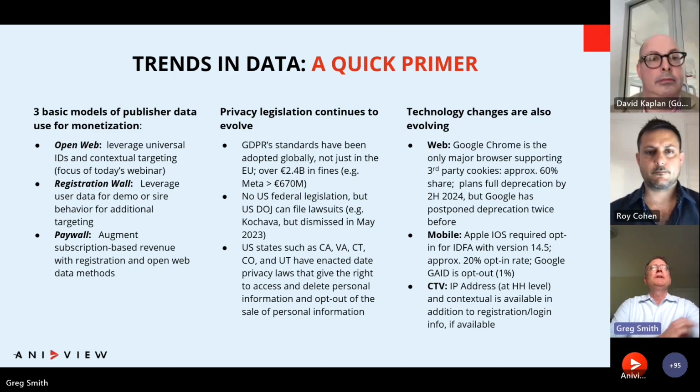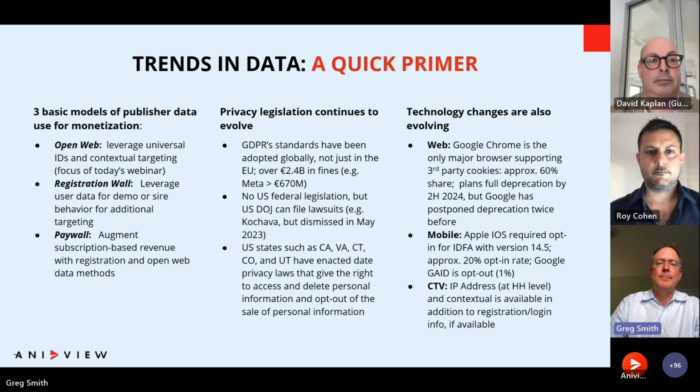So, we've gone through the market numbers and the growth. I'm going to transition into what's going on in data. And it'll be very hard to talk about the data market without taking you through a quick primer on so many different aspects. So one of the things we think about are the three basic models of publisher data.